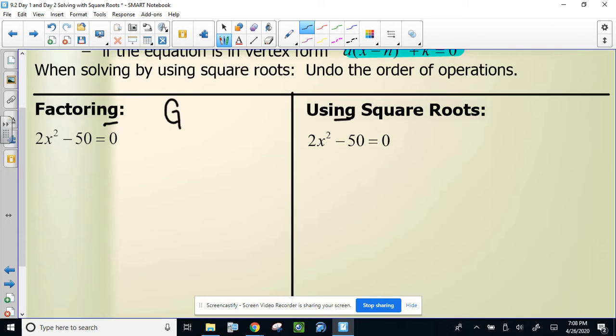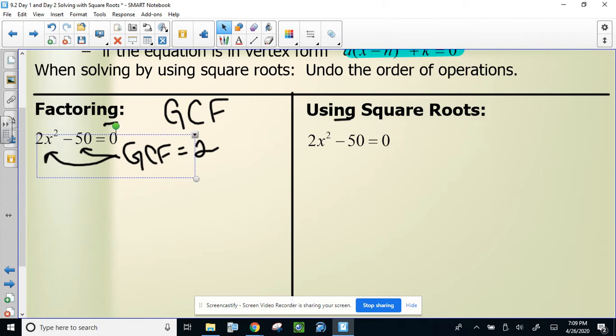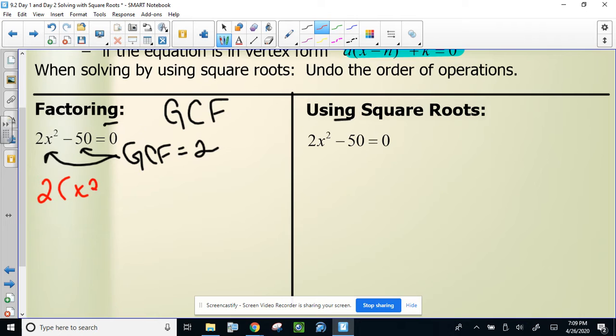Whenever we factor, we always look for the greatest common factor. And so in this case, do we have one? Is there something that both 2x squared and 50 have in common? Yes, their greatest common factor is 2. They are both even numbers. So we can factor this out. We can take the 2 out, which will leave us with x squared minus 25 equals 0.